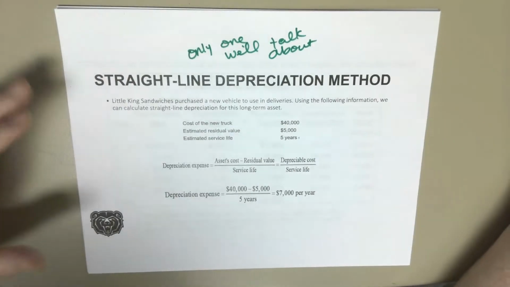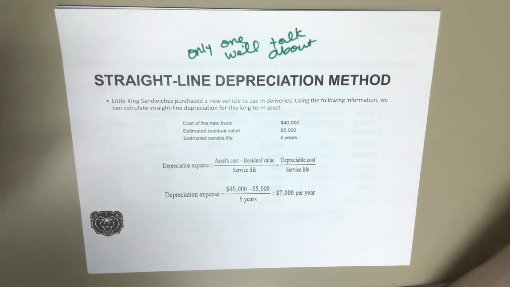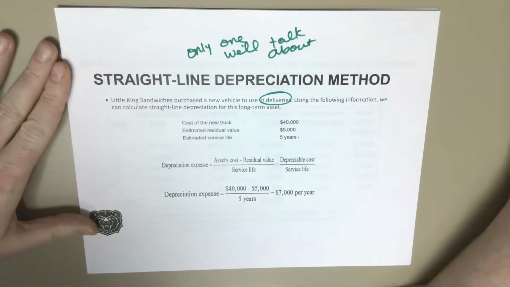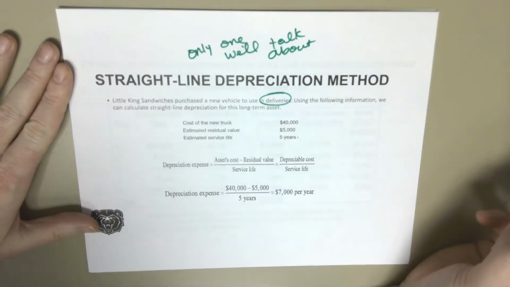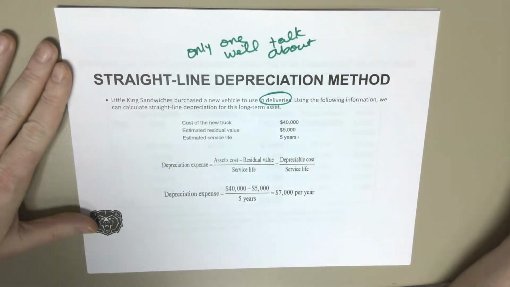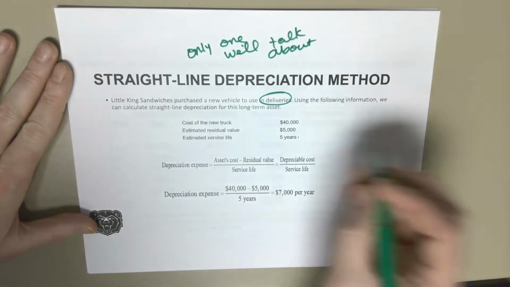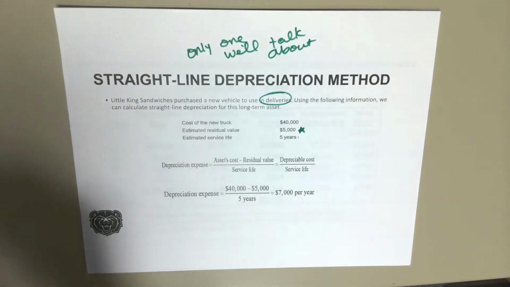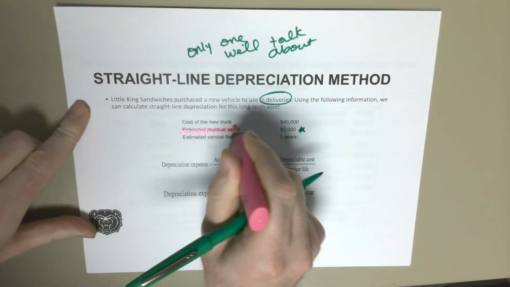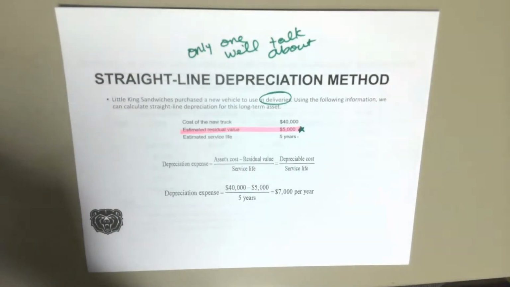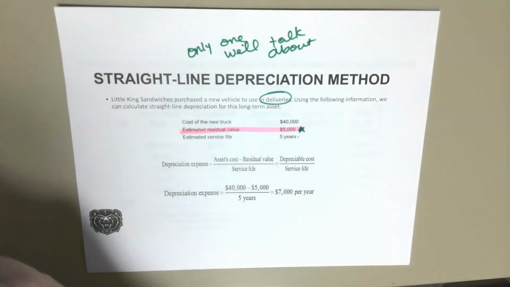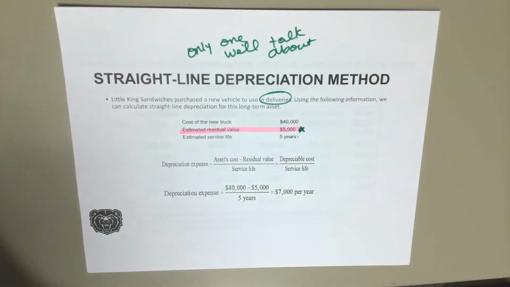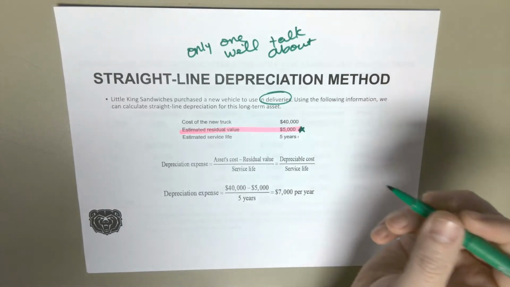So let's say Little King Sandwiches purchased a new vehicle to use for deliveries. Okay, so this is used in their operations. We use the following information. We calculate straight line depreciation for this long-term asset. This is the one thing that's changing, right? This is the new loop that they throw at you, the wrench they're going to throw in the cogs for you, okay?